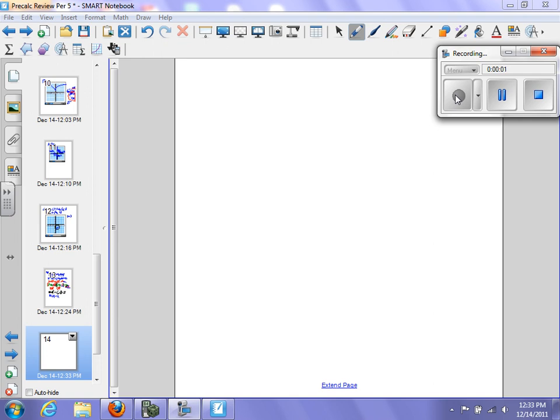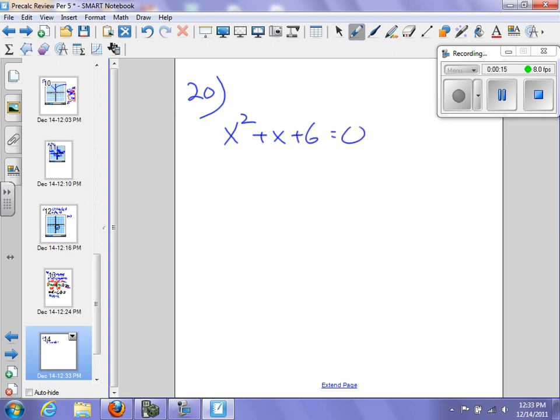Okay, so I have number 20. X squared plus x plus 6 is equal to 0. And I have to solve the equation in the complex number system. So they're basically saying, find out what x is equal to. And they're giving me a hint, and they're saying it's probably going to be a complex number.